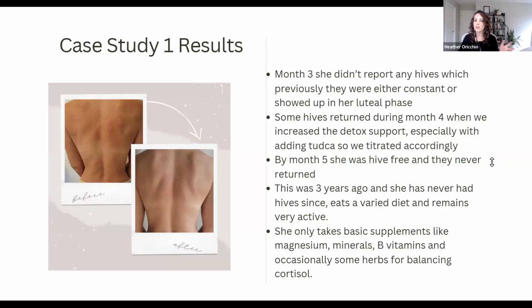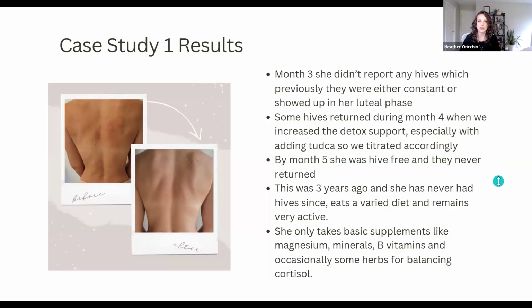This was over 3 years ago. She's never had hives since. She eats a varied diet. She doesn't need to eat a low histamine diet, and she's very active. She only takes some basic supplements, B vitamins, minerals, and then occasional herbs for keeping cortisol balanced.